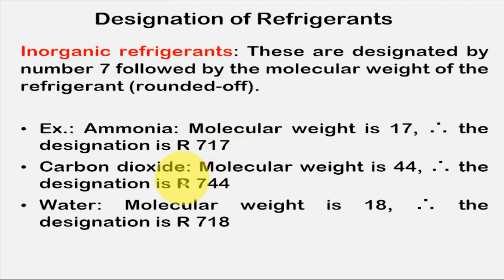Similarly for carbon dioxide, the molecular weight is 44, so the designation for carbon dioxide is R744. Then for water, H2O, the molecular weight is 18, 16 plus 2. The designation is R718. So this is the designation for inorganic refrigerants like ammonia, carbon dioxide and water.